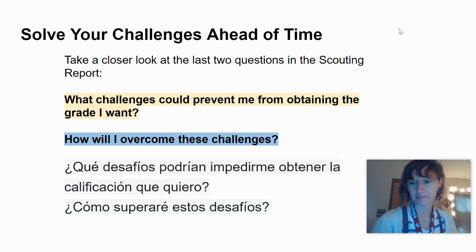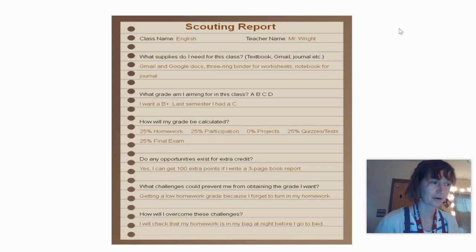And a scouting report could be made when we're preparing for anything, okay? Not just school, not just sports, but for anything, okay? So here's a scouting report from a current high school student. So notice how they create a solution for a problem that he might have in the future. Again, we never really know what's going to happen, but sometimes we can predict based on what's happened in the past or what we've seen happen to other people in a similar situation.